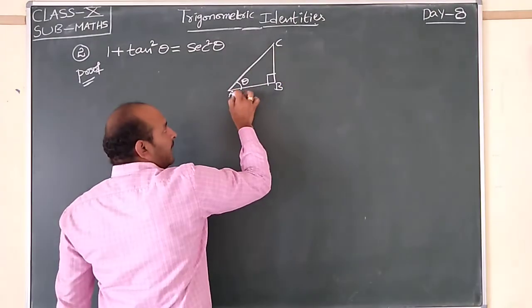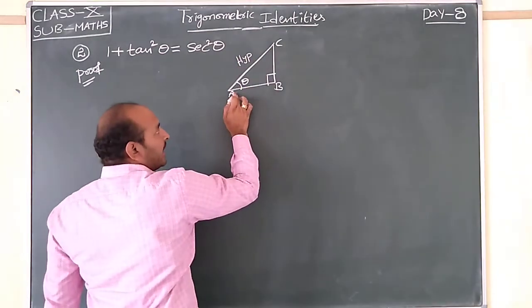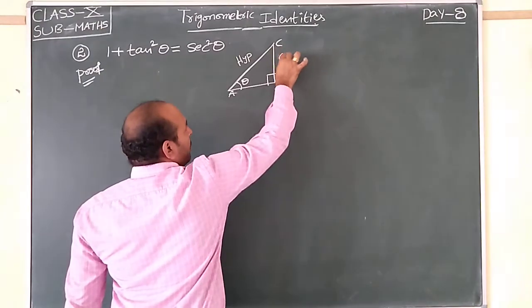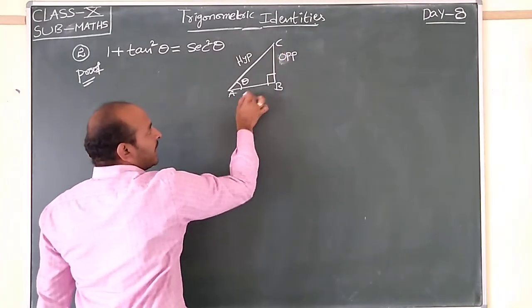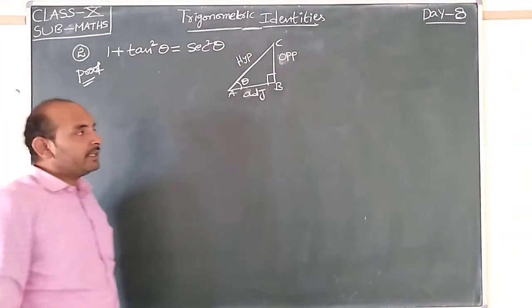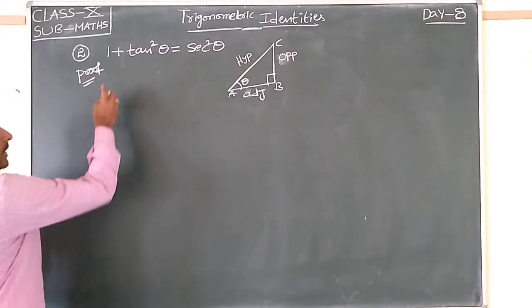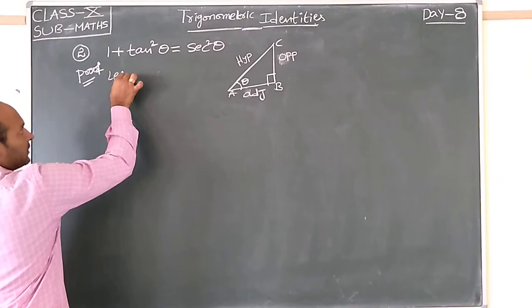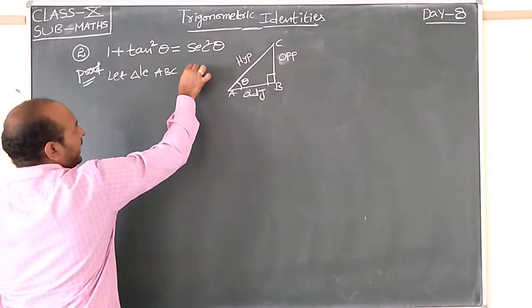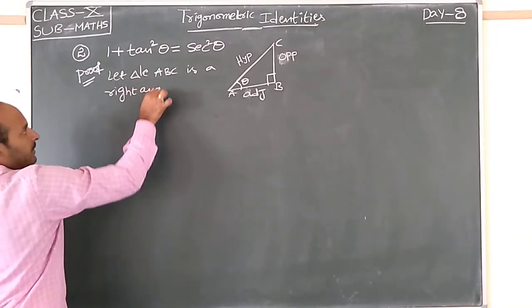Clearly, the side exactly opposite the 90 degrees is the hypotenuse, and the side opposite angle A, the BC side, is the opposite side. And the AB side, exactly next to angle A, is the adjacent side. So clearly you can write, let triangle ABC be a right angle triangle.